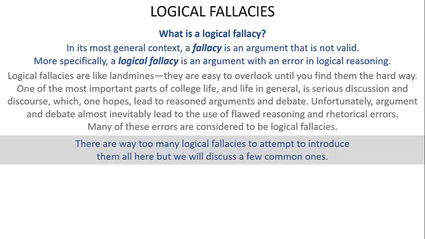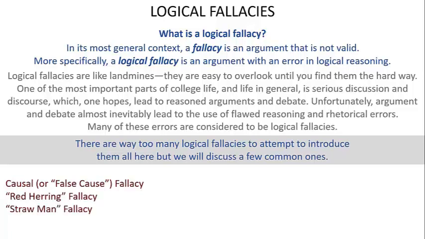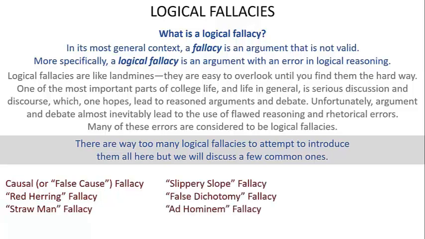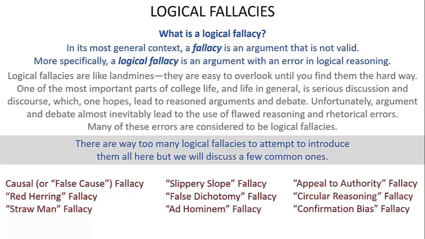There are way too many logical fallacies to attempt to introduce them all here, but we will discuss a few of the common ones. I'll just list them. We're going to go through them one by one. One is called the causal or sometimes false cause fallacy. There's one called the red herring fallacy, the straw man fallacy, the slippery slope fallacy, the false dichotomy fallacy, the ad hominem fallacy, the appeal to authority fallacy, the circular reasoning fallacy, the confirmation bias fallacy.